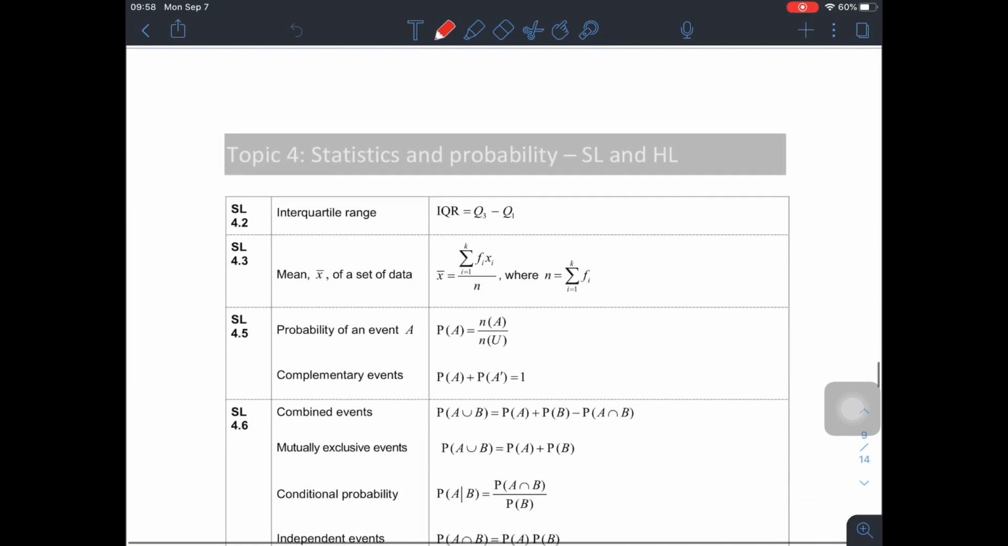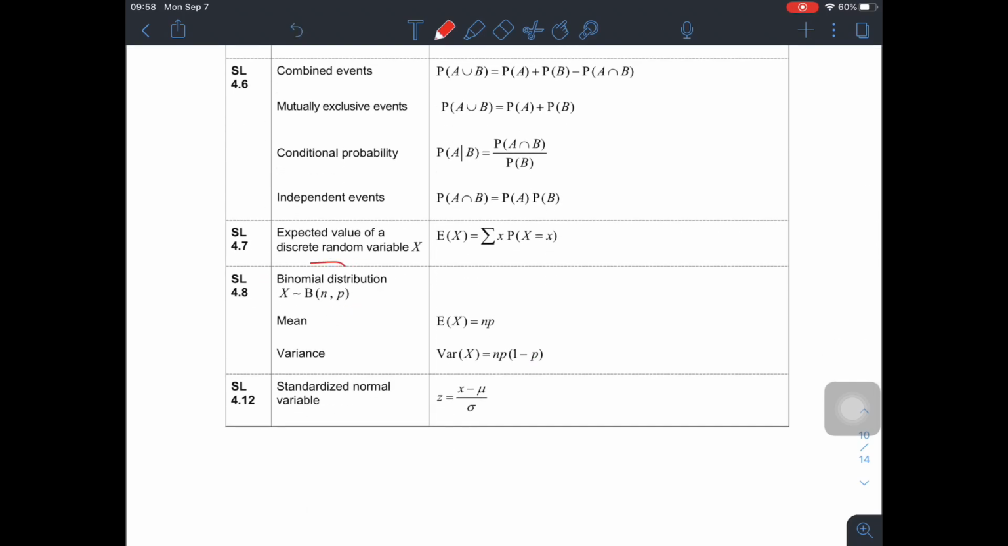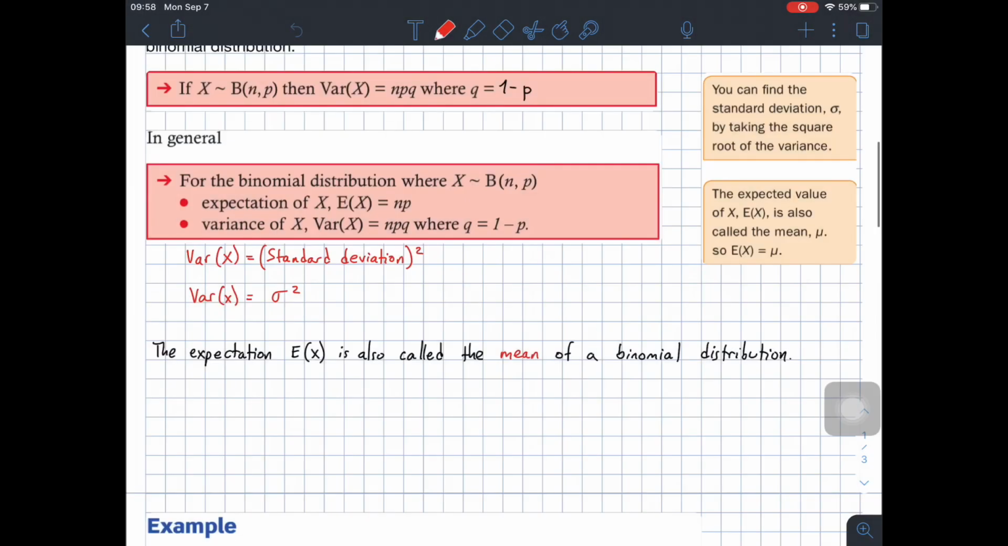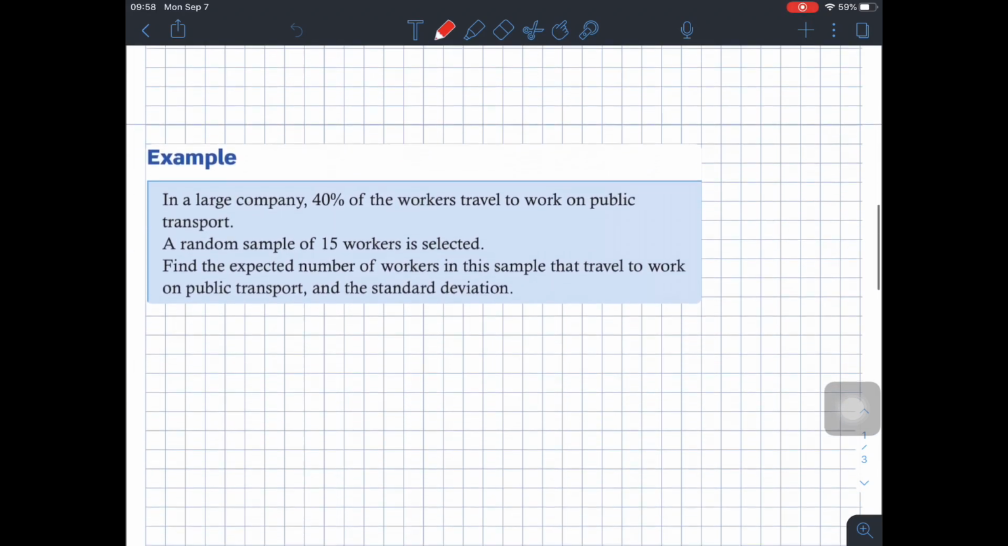This one, yes. If we go to topic 4, you would see that here you have binomial distribution, and here you have the mean of a binomial distribution and the variance of a binomial distribution, which is what we just saw. Okay, so the two formulas are in the formula booklet. You don't need to memorize this. Okay, so let's see some examples to see how this is applied.